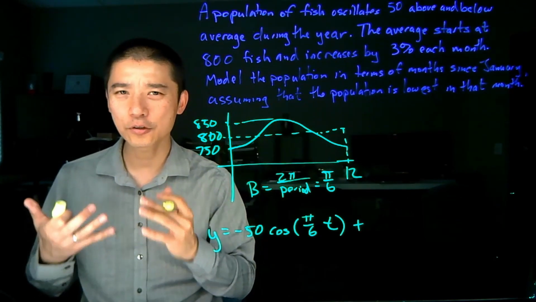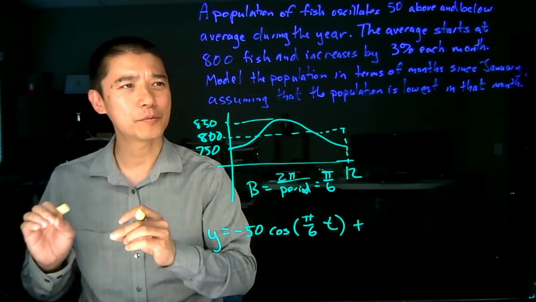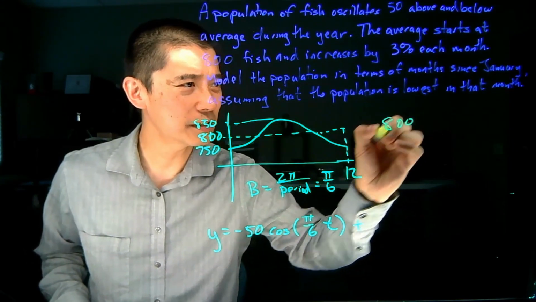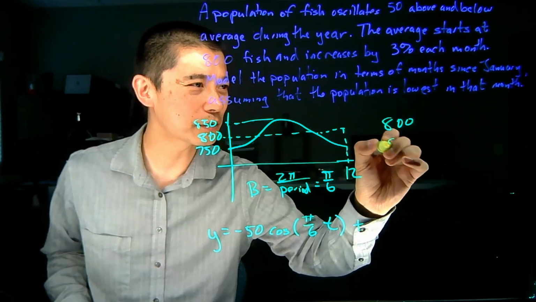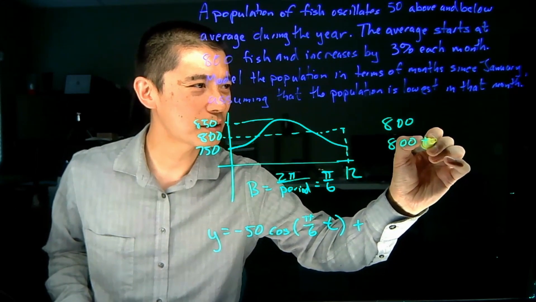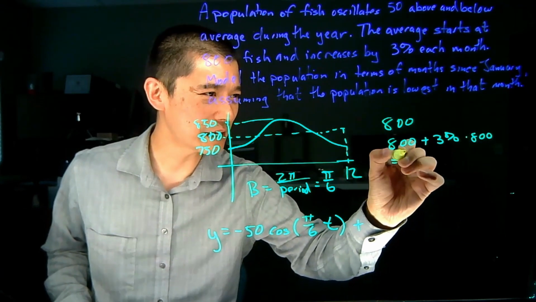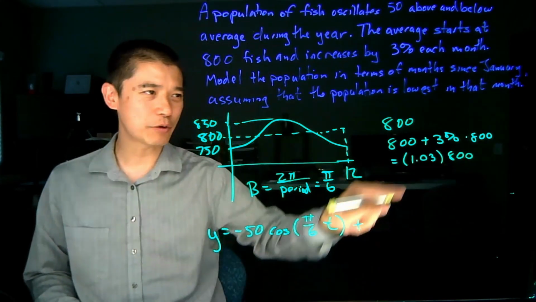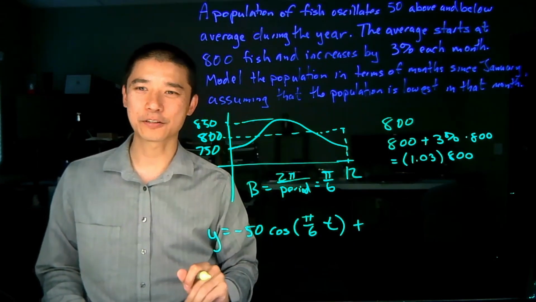And so now let's take a look at the midline. So for the midline, we're increasing by 3% per month. What does that mean? Well, at the beginning, we'll have 800. That's the starting point. And then it'll be 3% more than that. So it's going to be 800 plus 3% of 800. And if you look at that, that ends up being 1.03 times 800. Just write 3% as a decimal, 0.03, and then factor out the 800. This is what you get.